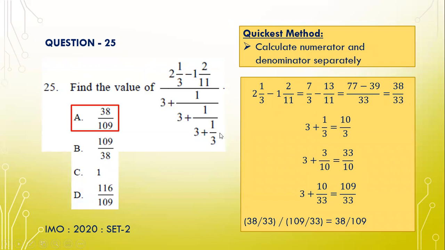Let's calculate the denominator, the last part of the denominator. What is the last part of the denominator? 3 plus 1 upon 3. 3 plus 1 upon 3: 3 threes are 9, 9 plus 1 is 10. It will be 10 upon 3.